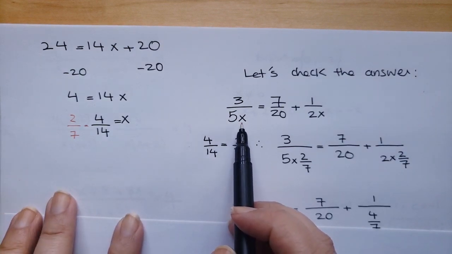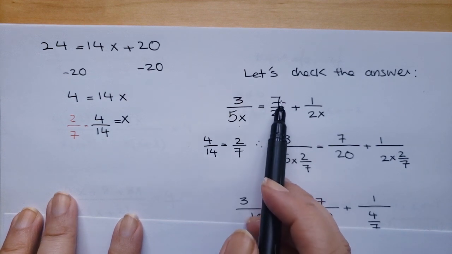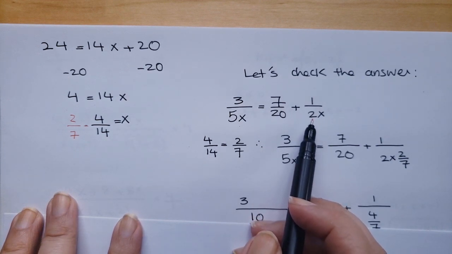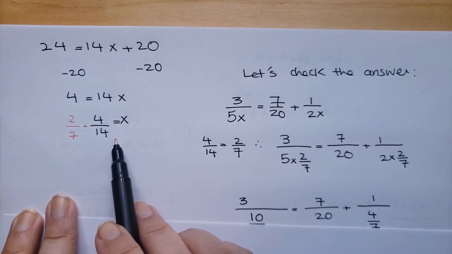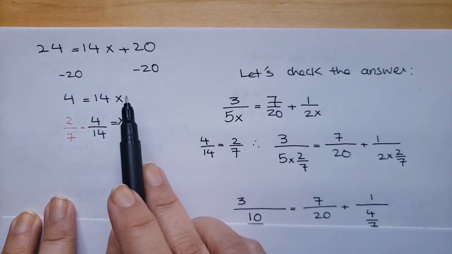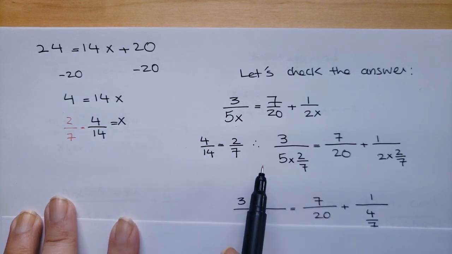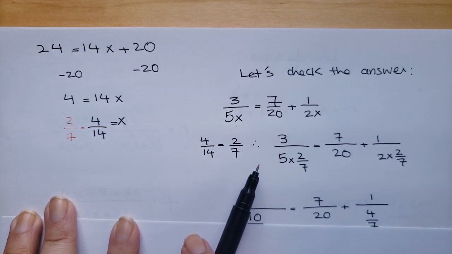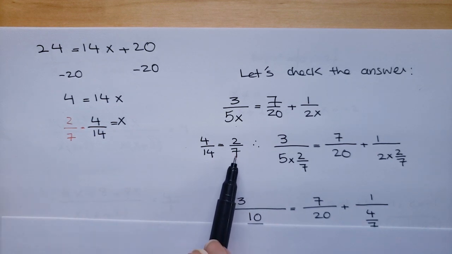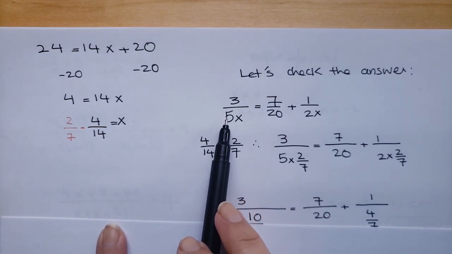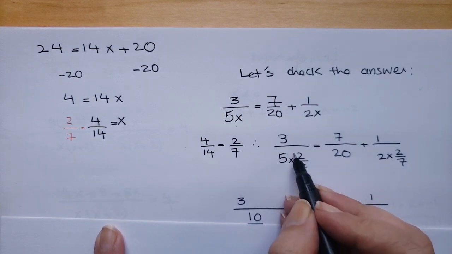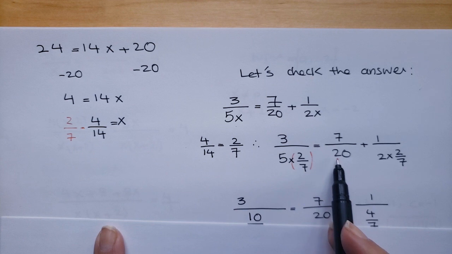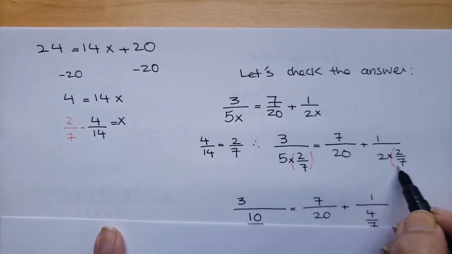So the equation I had was 3 over 5x equals 7 over 20 plus 1 over 2x. And the reason why I want to ask you to check the answer here is, first of all, you were dealing with so much calculation, and second of all, you were dealing with fractions. And it's very good to make sure that you've got the right answer. So here, 3 divided by 5x. Instead of x, I substituted. This is the x. 7 over 20. Instead of x, I put 2 over 7.